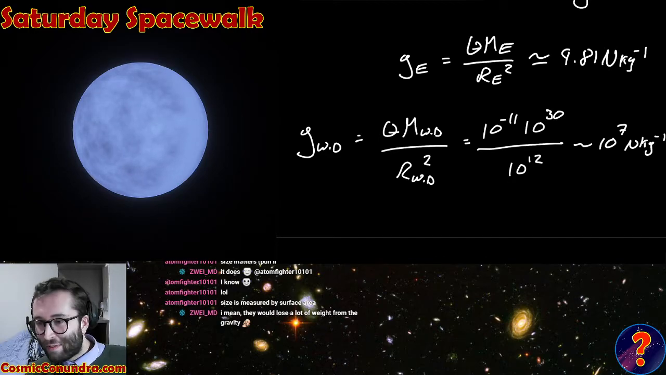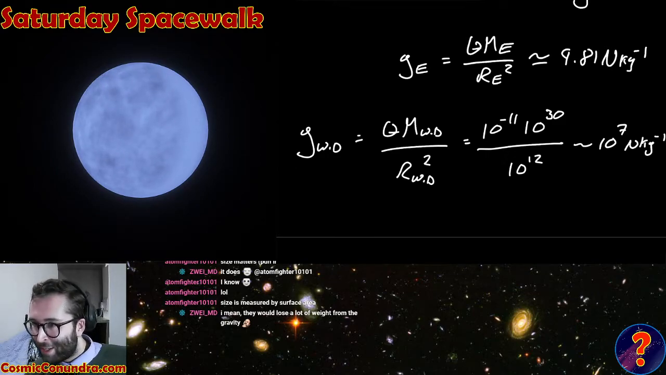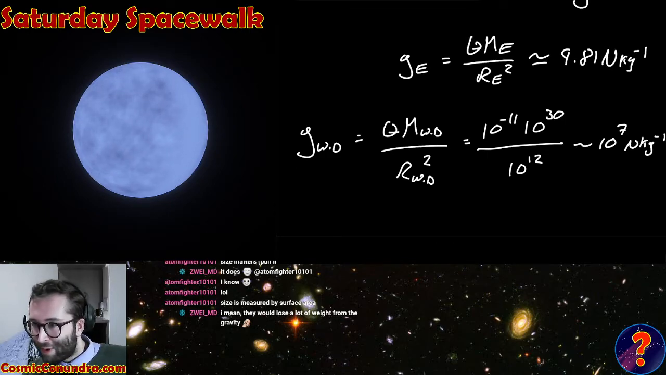They would lose a lot of weight from the gravity. They'd lose a lot of height, certainly. I mean, they'd be pretty squashed down. And I guess doing cardio on a white dwarf star would be pretty intensive. Shame about no breathable atmosphere. Still very high temperatures. White dwarf stars are very slow cooling.